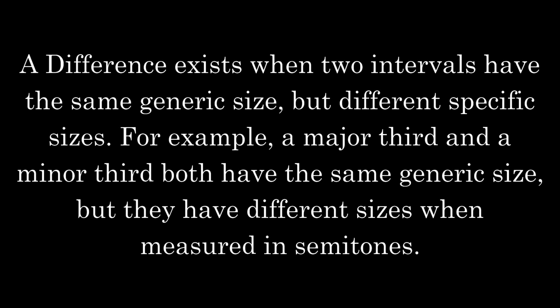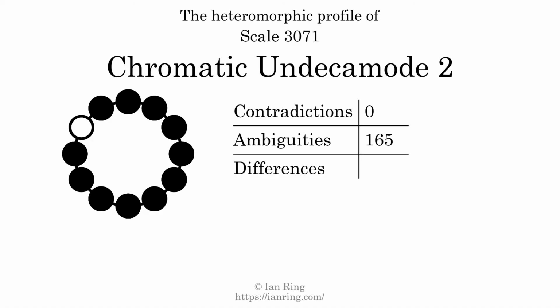A difference exists when two intervals have the same generic size, but different specific sizes. For example, a major third and a minor third both have the same generic size, but they have different sizes when measured in semitones. The number of differences in this scale is 220.